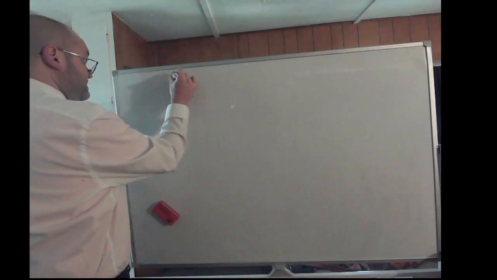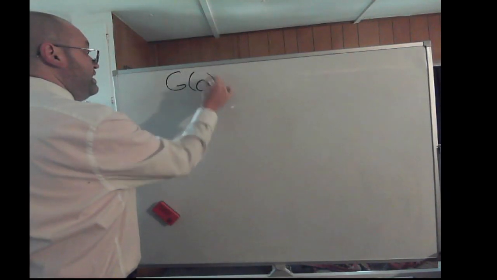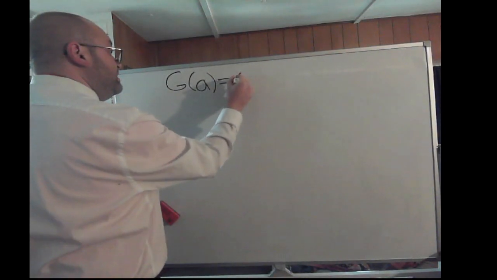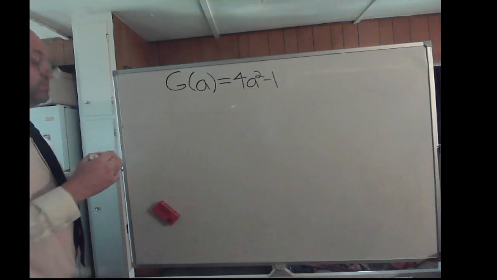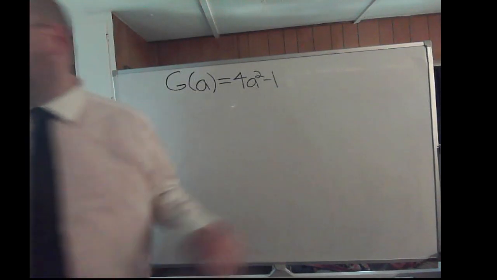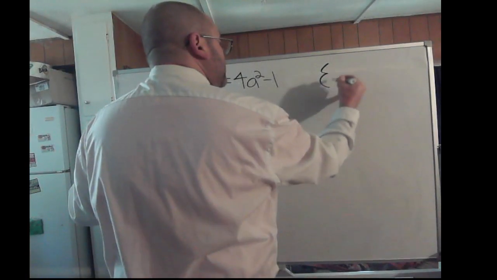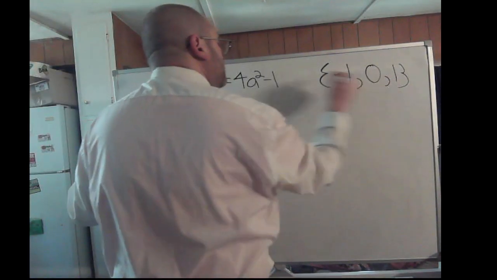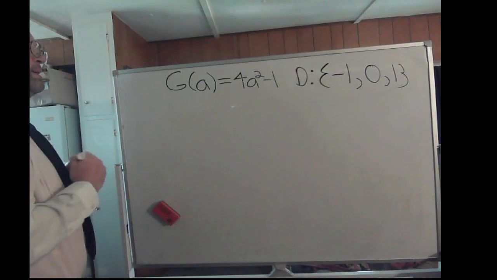How about this time capital G, because sometimes you'll see a capital letter too. You have G of A, which is another way of having f of x, but in this case it's G of A equals 4a to the second minus 1. Your domain of this function is going to be -1, 0, and 1.